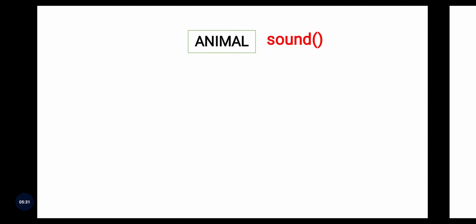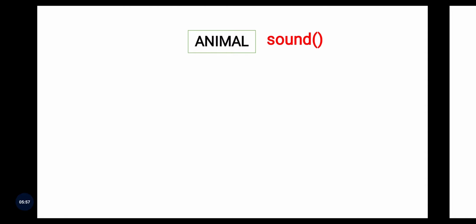Okay, now let's move to an animal class. Now, one common behavior that is applicable to all the animals that you saw in the picture previous to this slide was that all the animals make sound. Am I correct? Yes. So I can associate one common behavior, sound, with an animal class.